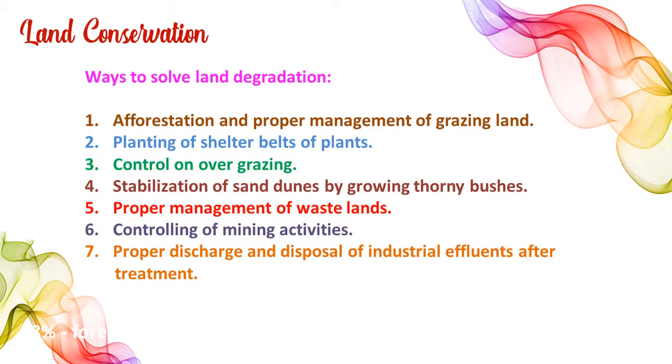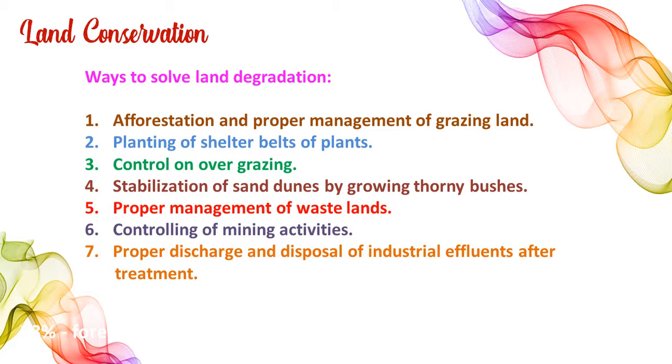Here comes land conservation. There are many ways to solve the problems of land degradation. The first one is afforestation and proper management of grazing land. The second one is planting shelter belts of plants. It means around the field you will have contour bunds. On the contour bunds, if you plant mango saplings or palm saplings, they hold the soil so tightly and act like shelter belts.